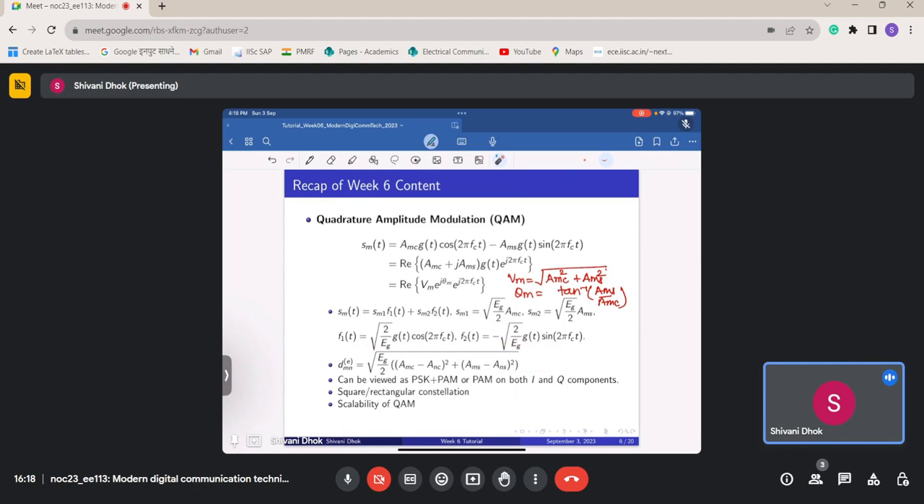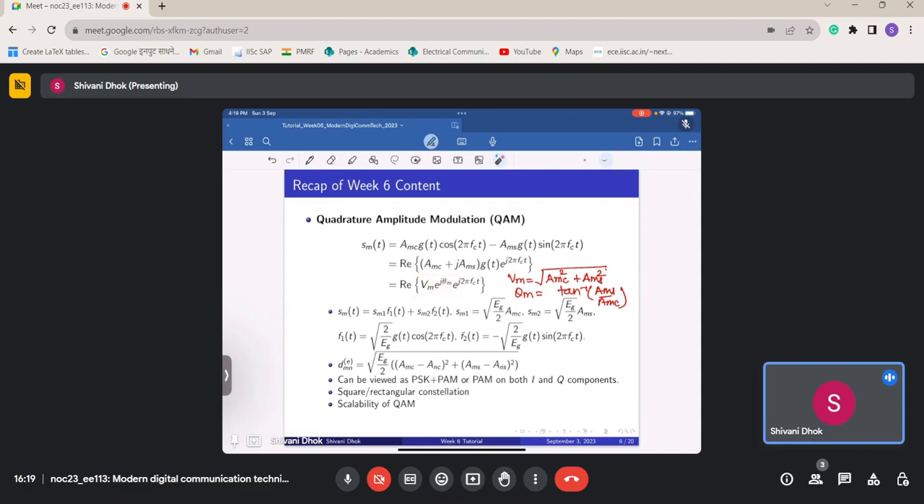Now it was also discussed that this QAM signal can be viewed as a combination of PSK and PAM from this formula. So this thing will correspond to different phases which I can get from a PSK constellation, and this Vm I can get from a PAM constellation. And we can set these two independently. That's why we can construct a QAM signal by taking a PSK and a PAM signal.